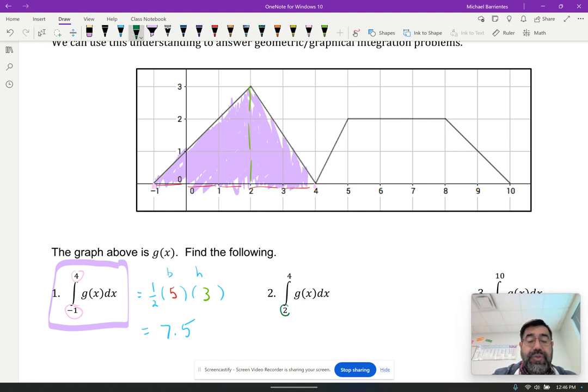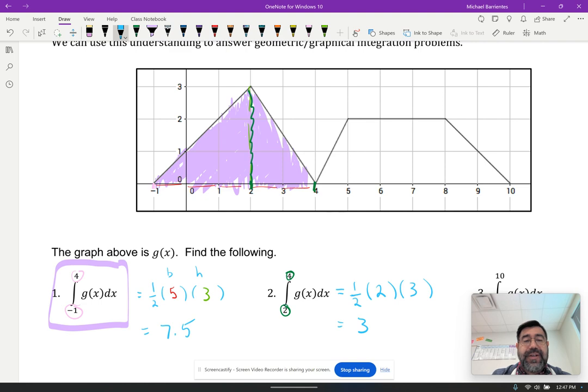Sure. From 2 to 4, that would be from here to here. So now we're just looking for the shaded area in this little triangle there. So it's another triangle. So again, I remember that the formula is 1/2 base times height. And that's one of the formulas you have to remember from geometry. The base now is 2. The height is still 3. And so therefore, my answer is 3. The integral value of g of x dx from 2 to 4 is 3, because that's the area trapped between the curve and the x-axis.